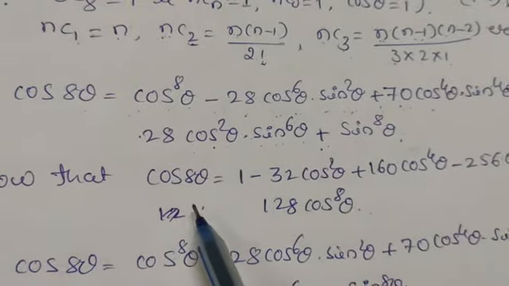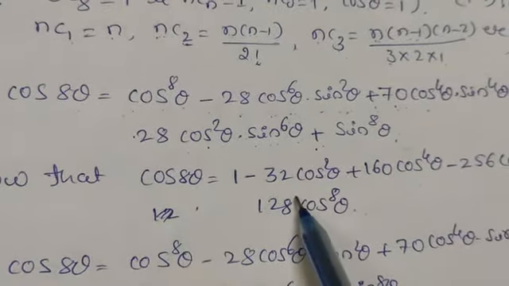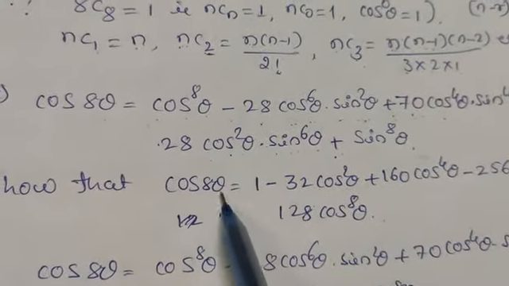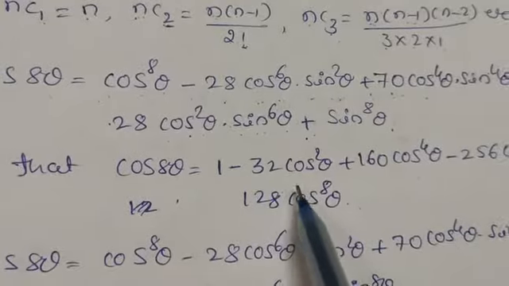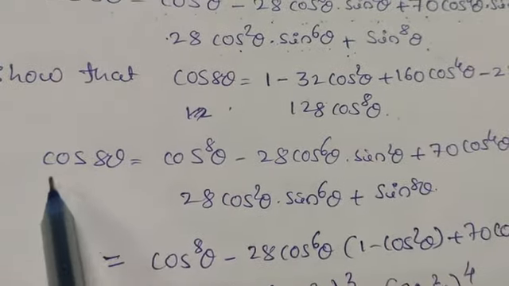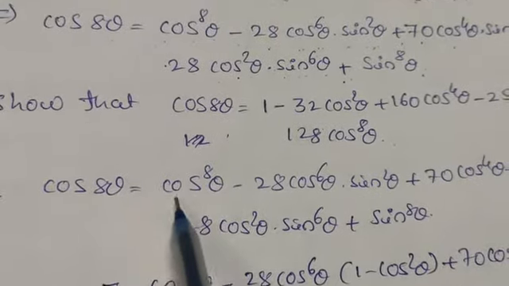Previous example and this example are same. Only the RHS is different. We can observe here LHS are same, cos 8 theta and cos 8 theta only. Only thing is the RHS is different. So first let us write this cos 8 theta is equal to, just now we have proved this one.